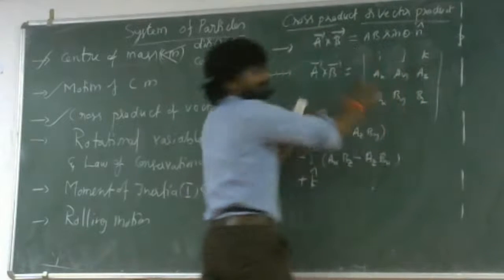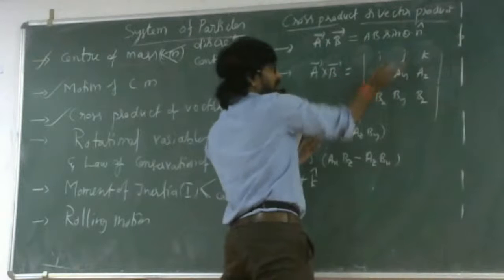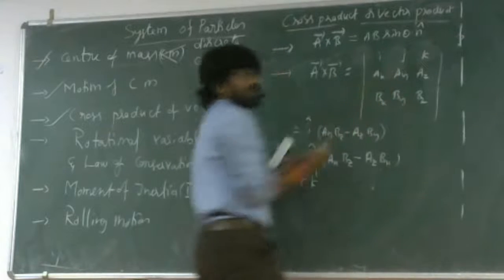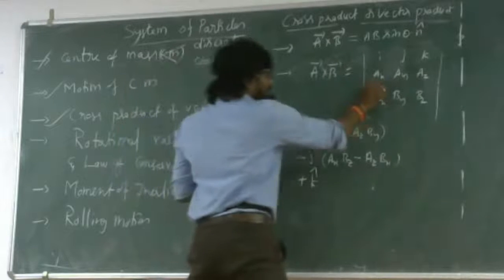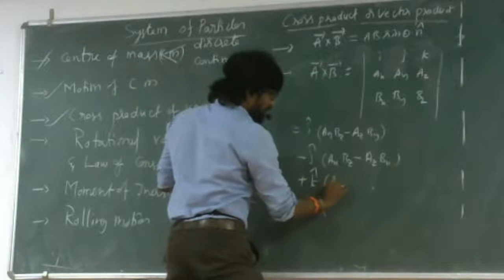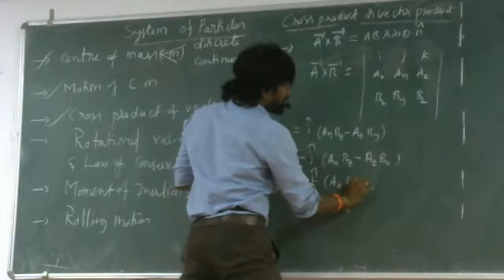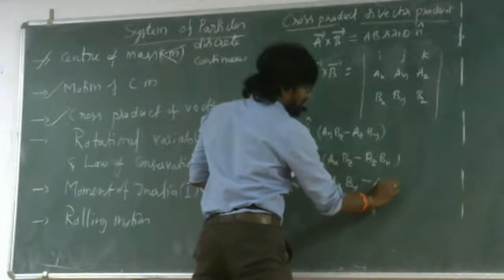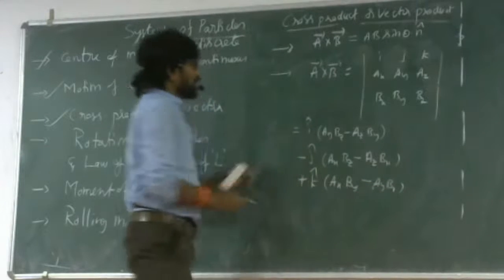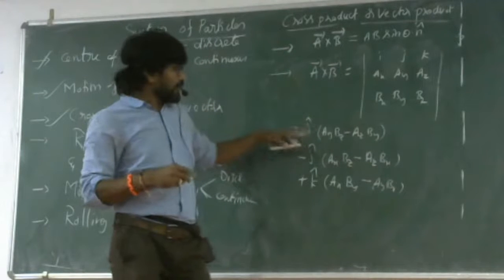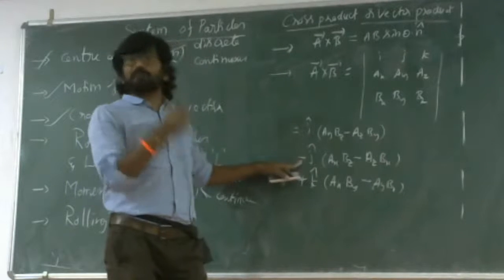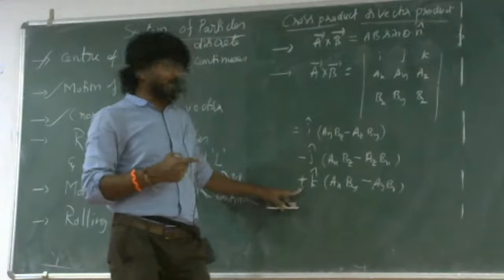Then plus k cap into, for k cap you have to close this column, and take the product of this diagonal elements minus this diagonal elements. You can take left diagonal or right diagonal, whatever name you give. So k cap into AX BY minus AY BX. This gives you the i, j, k components of the resultant vector. So i cap with the positive sign, j cap with the negative sign, and k cap with the positive sign.